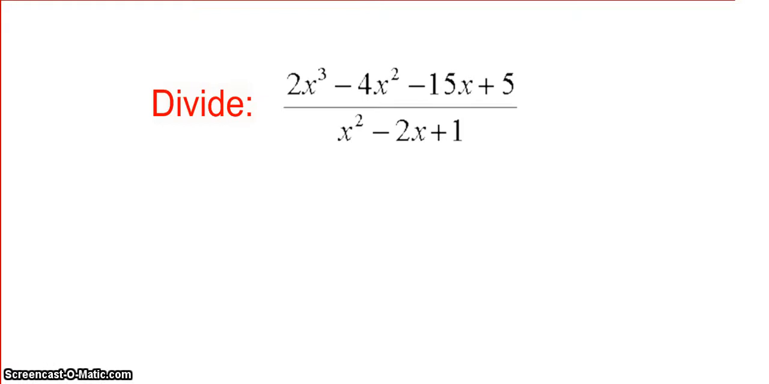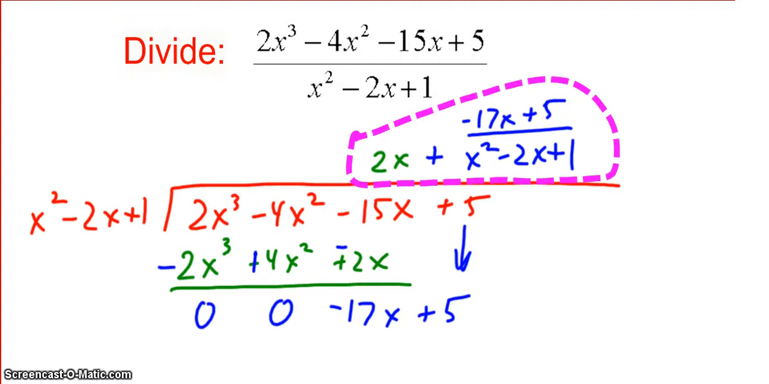Okay, divide 2x cubed minus 4x squared minus 15x plus 5 by x squared minus 2x plus 1. Pause the video, do your division, unpause when you are ready to check your work. Okay, so here we need to do long division. So I set up my long division, here's my divisor, here's my dividend. I get a quotient of 2x and a remainder of negative 17x plus 5. So I write plus negative 17x plus 5 over x squared minus 2x plus 1.